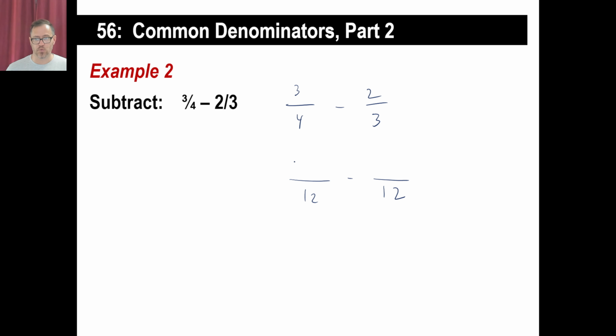So 3 out of 4 is the same thing as what out of 12? 9, because you multiply 4 by 3 and then you multiply 3 by 3. There you go. 3 times 4 is 12, and then 2 times 4 is 8, so 9/12 minus 8/12 is 1/12, and that's all there is to it. There you go. Okay. All right.